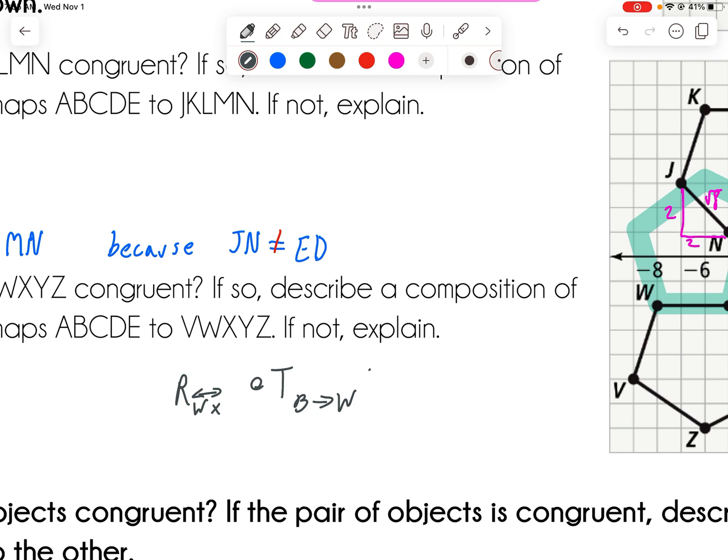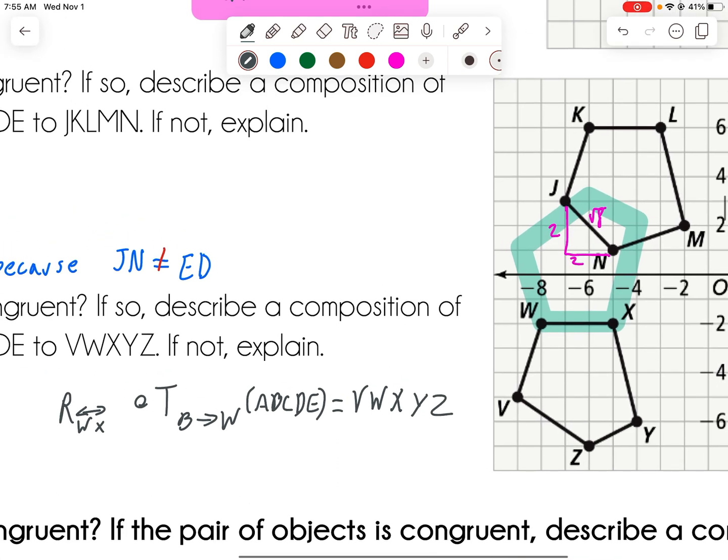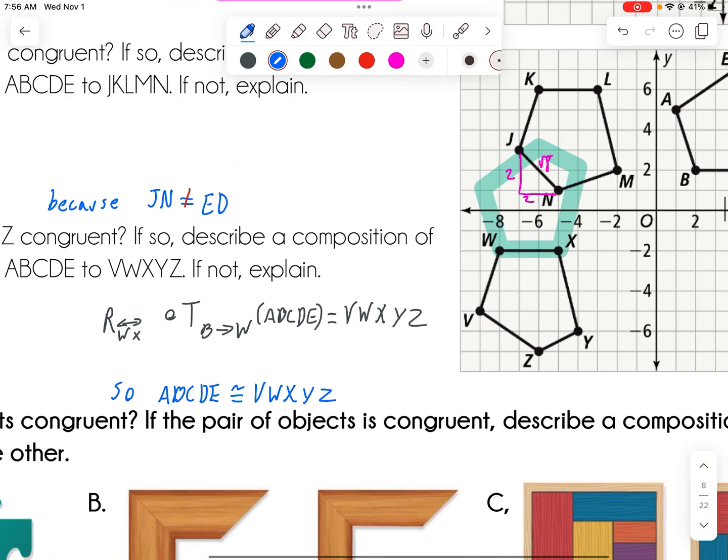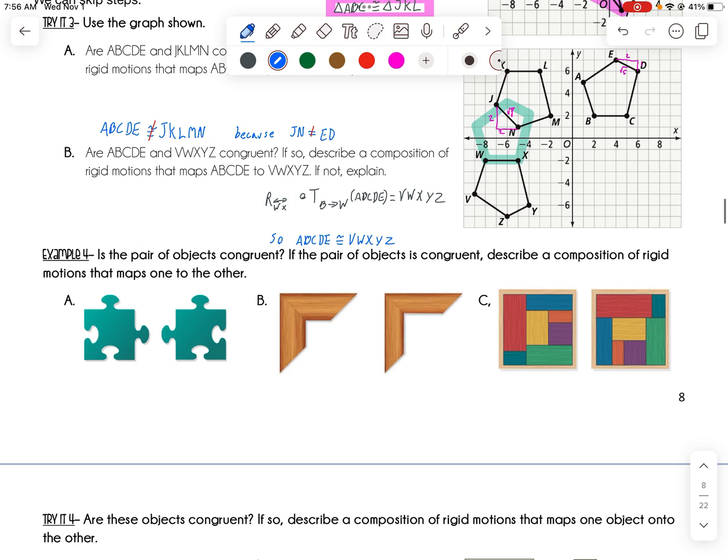So I translate A, B, C, D, E, and then I reflect across WX, and it becomes V, W, X, Y, Z. Okay, translate, then reflect, and I've got my new figure. Awesome job. But again, this is just a reason, so I'm going to write down my statement. A, B, C, D, E is congruent to V, W, X, Y, Z. So they're congruent. Awesome.